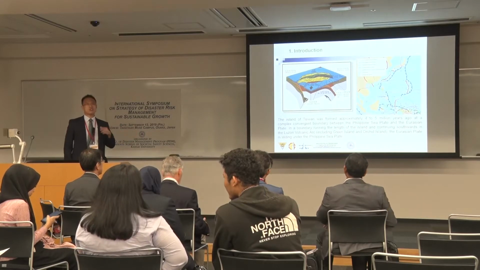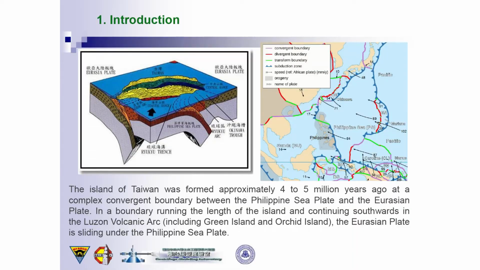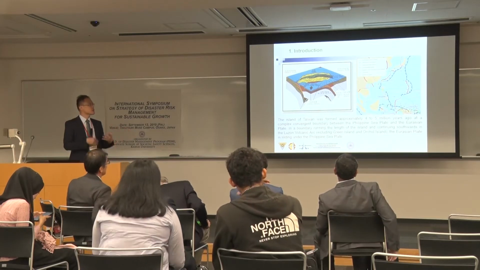So this is Taiwan. We are located at the boundary of two plates. That's the reason why you can see that number. It is a small island. This number is 71, which means that we grow up 71 millimeters every year.